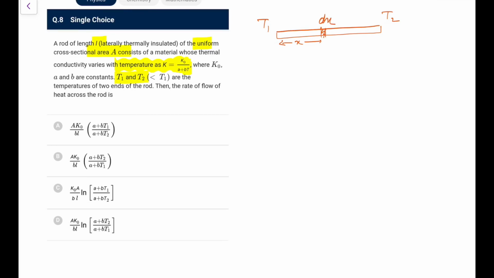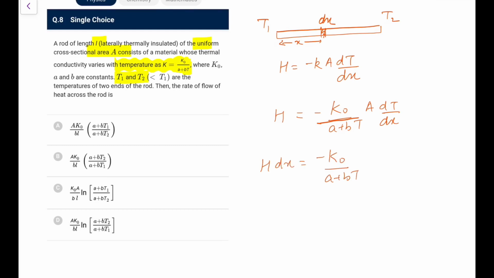Because all such elements are in series, I can directly write H is equal to minus kA dT by dx. And if I write this k as k naught upon a plus bT, I get k naught upon a plus bT into A into dT by dx. This is H, which remains the same. Now we have to find the rate of heat flow. So let's integrate it. H dx is minus k naught upon a plus bT into dT.